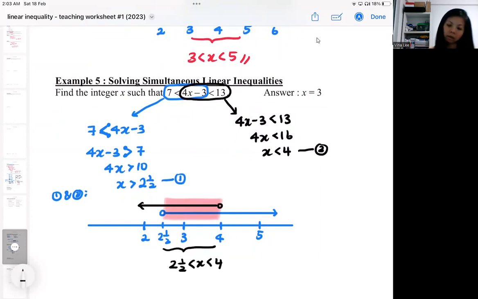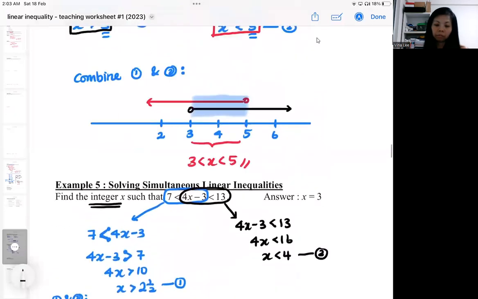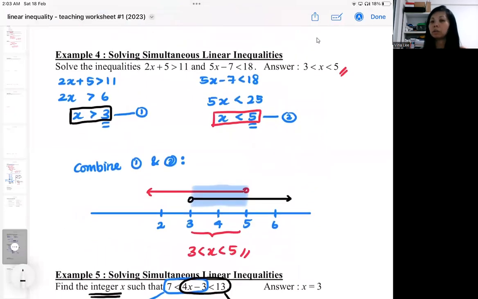From the combined answer, your job is to find a whole number. Can you see in the double line, this is the whole number. This is the only whole number in the number line. In order for you to do this correctly, your single inequality must be okay. Then you can proceed to the second one. Or else it gets very confusing. So there's a lot of practice that you need to do on this part.